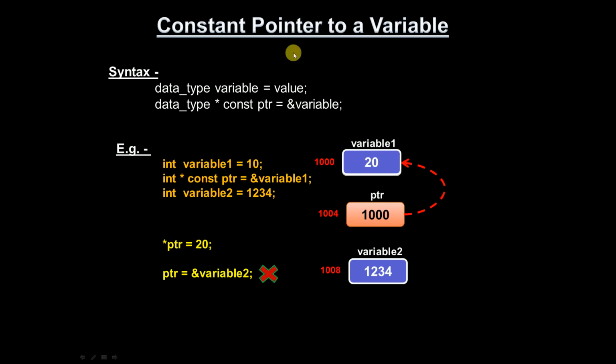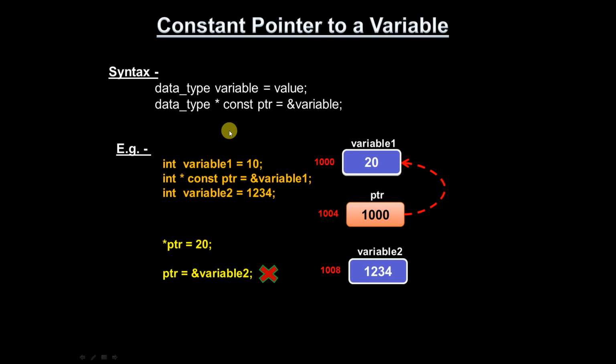But in constant pointer to a variable, the value present inside the pointer is constant. Means this value is constant. See, when you have a constant pointer, you cannot do ptr = &variable2. And one more thing, assume that you have int * const ptr. Next you have given ptr = &variable1. That is also not allowed.